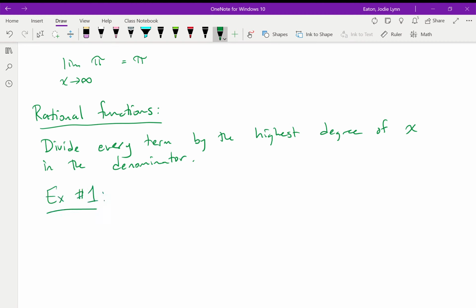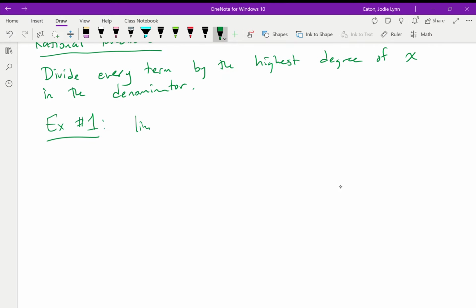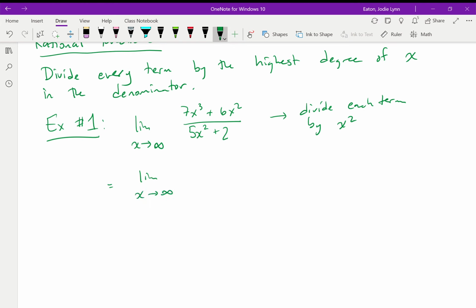We have the limit as x approaches infinity of 7x cubed plus 6x squared over 5x squared plus 2. Okay, so now what we're going to do is divide everything by x squared. Divide each term by x squared. So this is equal to the limit as x approaches positive infinity. Notice we don't have to worry about x being 0 here because we're approaching positive infinity. As we get bigger and bigger and bigger, we're not 0. So we don't need to worry about that situation here.